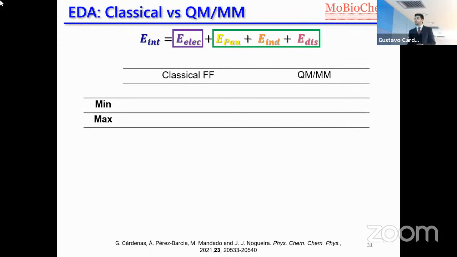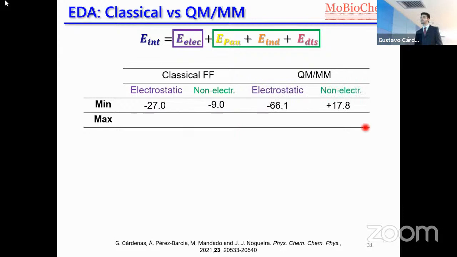Well, first of all, when we consider the minimum of the classical result, we saw that the electrostatic term was predominant over the non-electrostatic one. In the case of QM/MM, we observed a similar trend. So this term was more dominant than this one here.